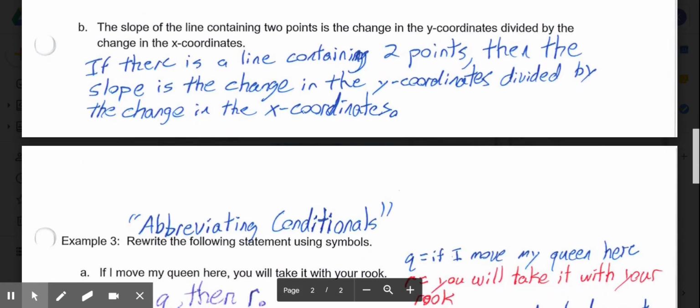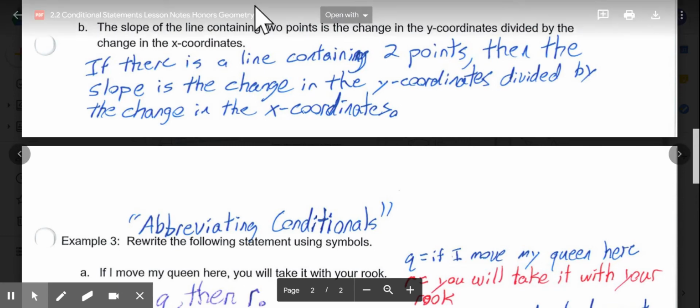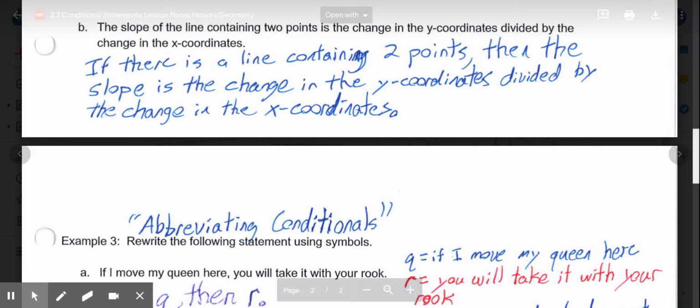In B, the slope of the line containing two points is the change in the y coordinates divided by the change in the x coordinates. That sentence is basically the definition of slope. We could rewrite that as the conditional statement: if there is a line containing two points, then the slope is the change in the y coordinates divided by the change in the x coordinates.